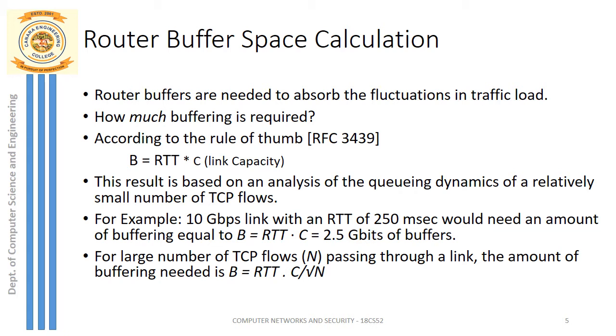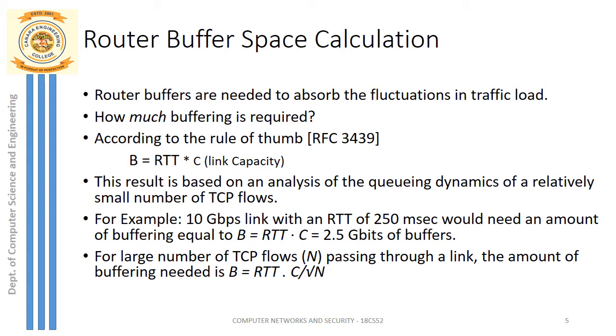So we have seen that whenever there is a fluctuation in the traffic load, there is a need for buffer spaces at the input port as well as at the output port. Now, what should be the size of these buffers? According to the thumb rule, the buffer space B should be equal to RTT times C, that is the link capacity. This result is based on the analysis of the queuing dynamics of a relatively small number of TCP flows. That means this particular rule is considered whenever we have a small number of TCP flows.